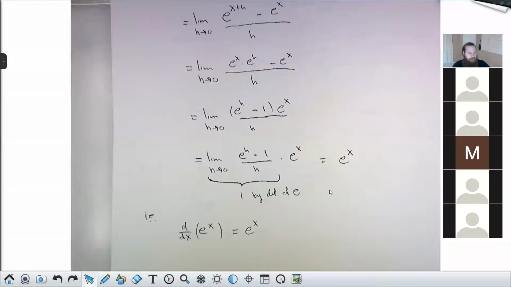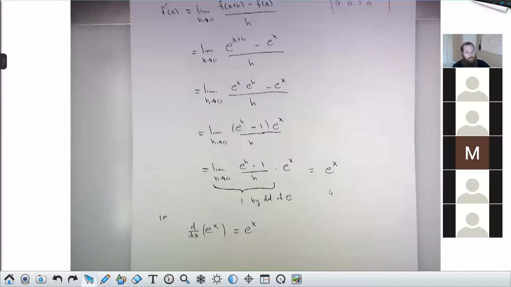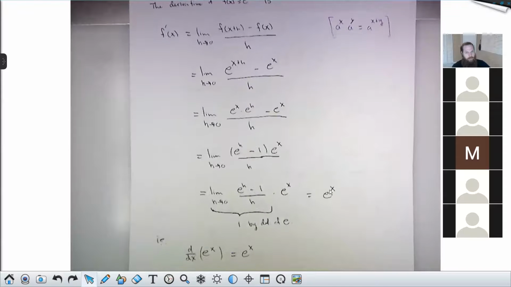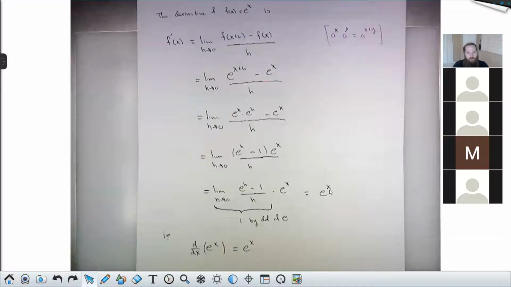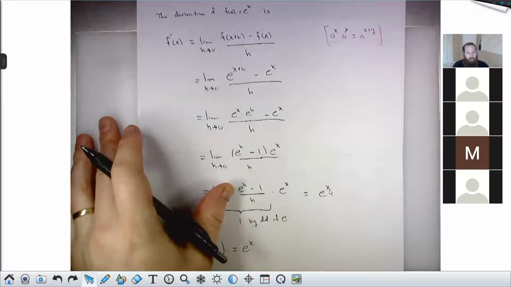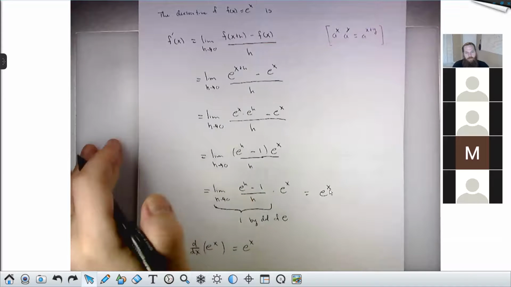This is a big deal. I'll give you a second here. Questions on this? So e to the h minus 1 over h is always 1? As h goes to 0. Yeah, the limit as h goes to 0 of e to the h minus 1 over h, that is 1. Okay. Without this limit, that wouldn't be 1. But as you send h towards zero, this thing goes to one.